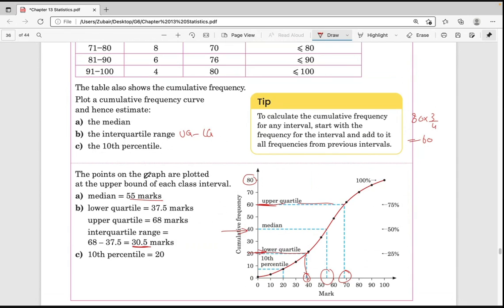Last one says 10th percentile. So 10 out of 100 of 80, this is 8. So we come at the 8th level and read the value.